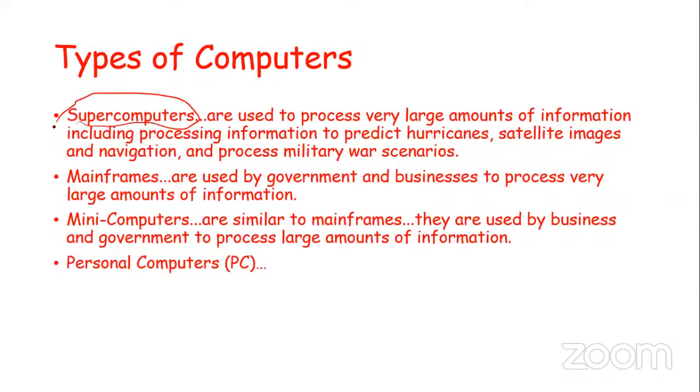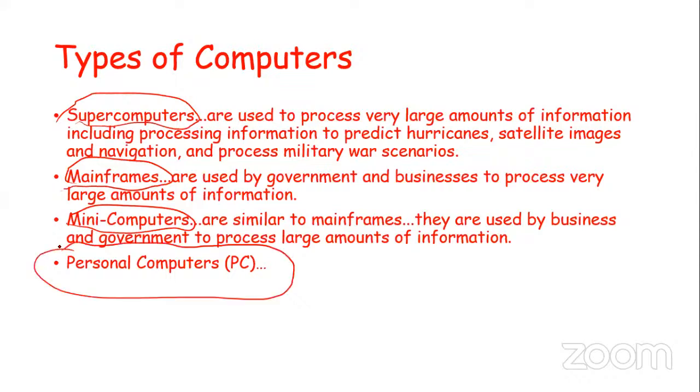The second type of computers that we have is something that is called a mainframe. These are still big computers, but they are not as big as supercomputers. They are mainly used by government and businesses to process very large amounts of information. And then we also have minicomputers, which are similar to mainframes. Mostly they are used by businesses, not government, and they also process large amounts of data for businesses. And then we have these ones, which are the most common ones and the ones that we are going to be talking about a lot today, which are called personal computers.